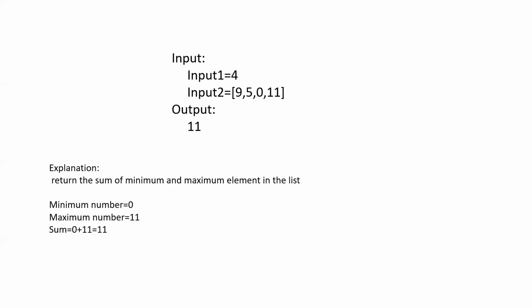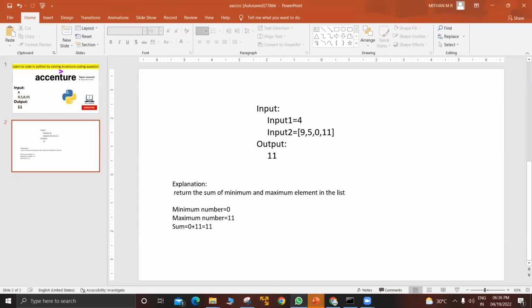So let's solve this using Python. Hope you understood the problem statement. It looks very simple. We need to find out the minimum element and the maximum element and return the sum of both the elements. Okay, let's solve this using Python on Jupyter Notebook.